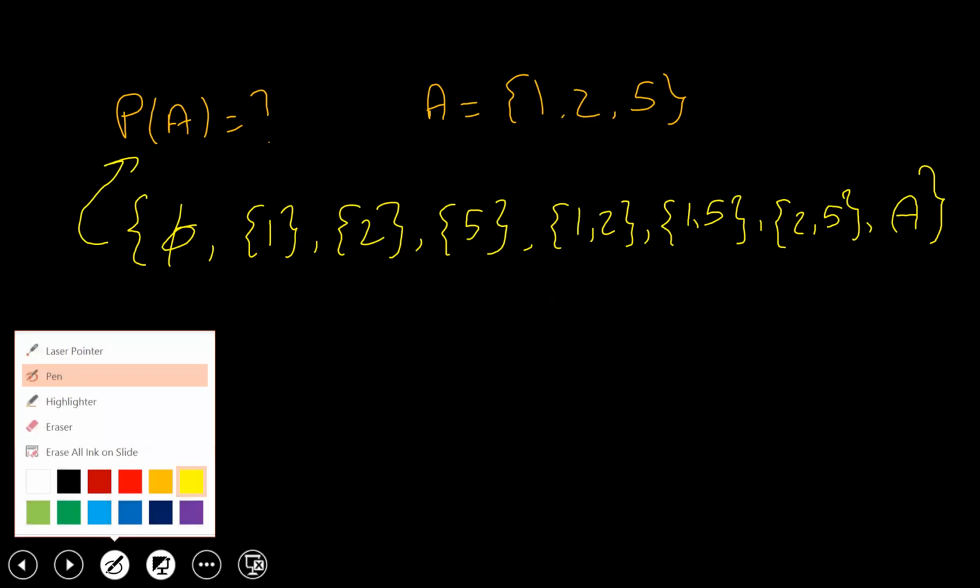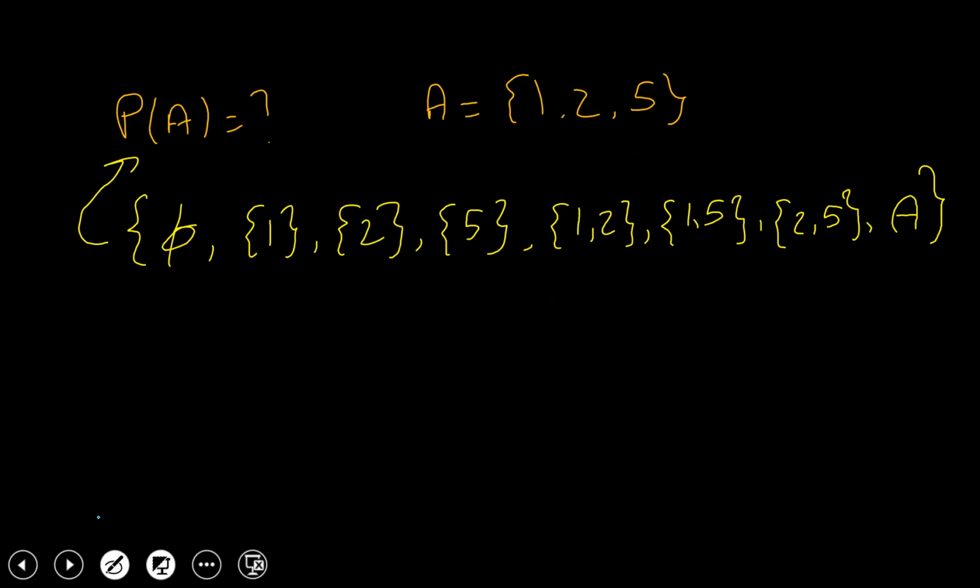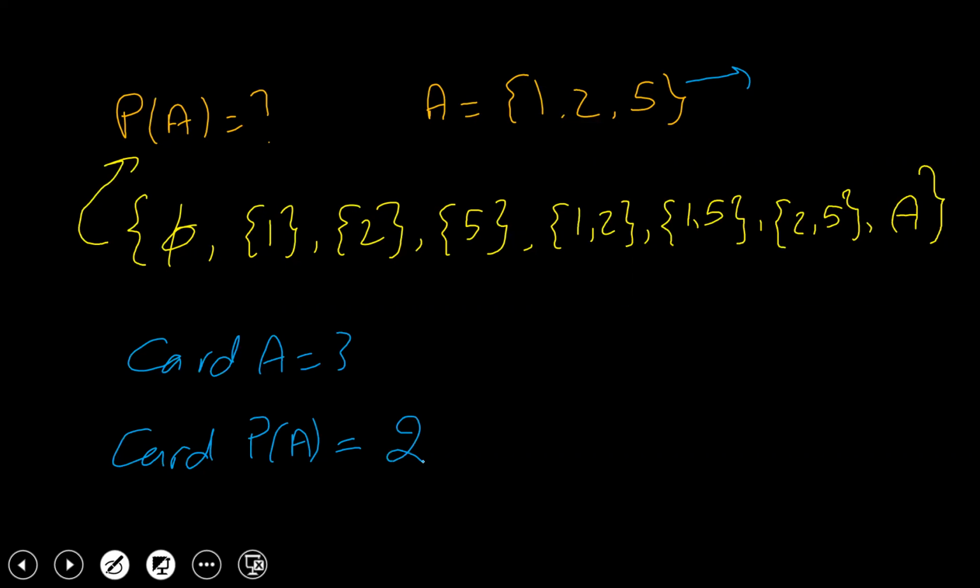The number of elements must be as follows: if the original set has cardinality 3, card of A is 3, then the number of elements, which we call card of the parts of A, must be how much? 2 power 3, which is 8. 1 2 3 4 5 6 7 8. Right?